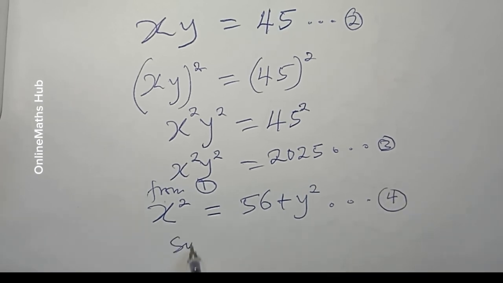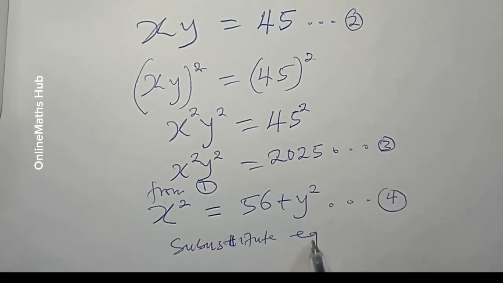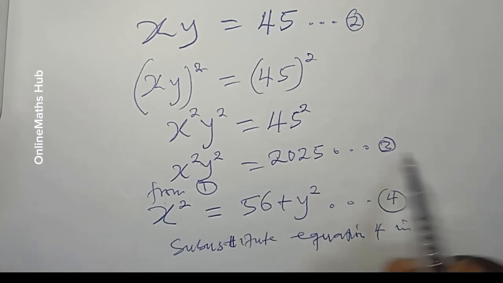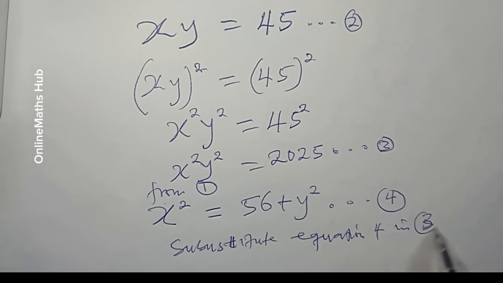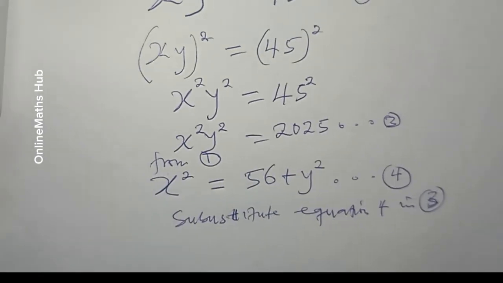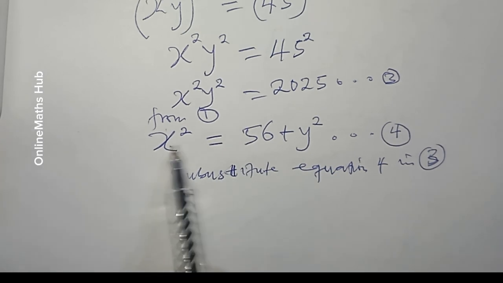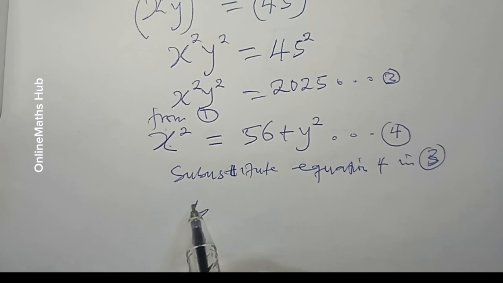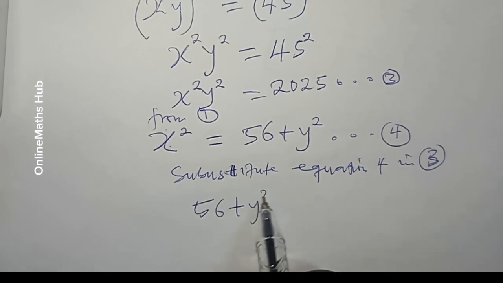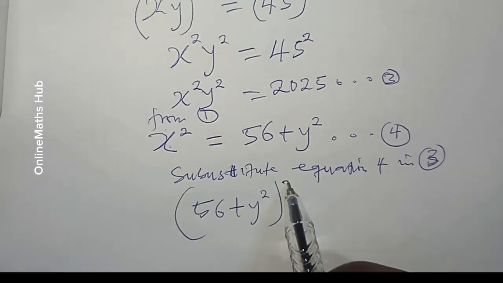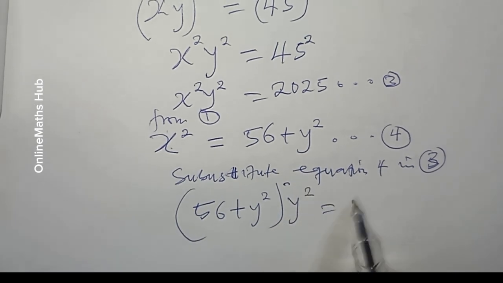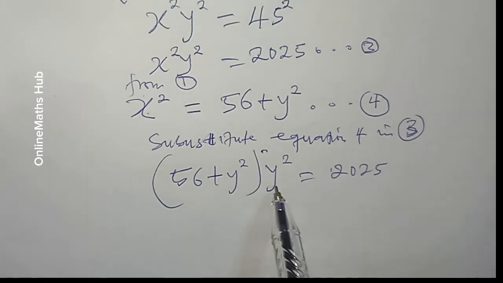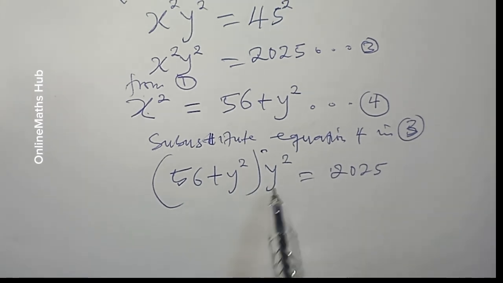So we are going to substitute equation 4 in equation 3. In place of x squared, I'm going to write this. So I will have 56 plus y squared, multiplied by y squared, is equal to 2025. Next we go ahead to open these brackets.